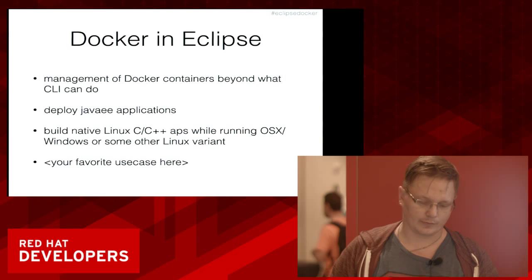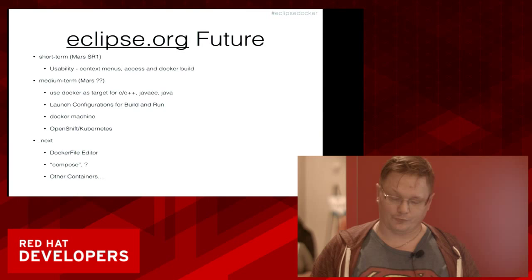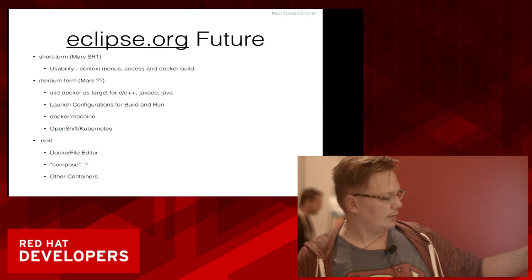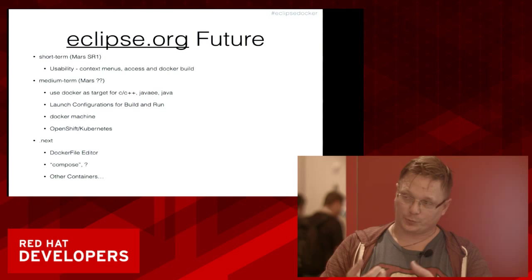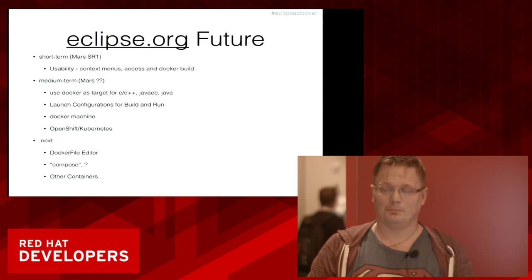Eclipse.org future, nothing much I have mentioned. The Dockerfile editor we're going to look into. We've talked about doing Docker Compose, but right now the thing we're actually looking at is adding support for OpenShift in the tooling, which will use the Docker tooling to allow you to not just do it locally, but run Docker in the cloud.